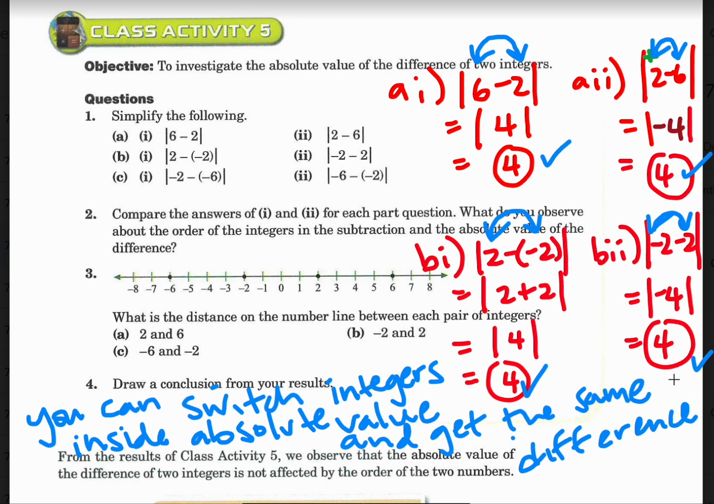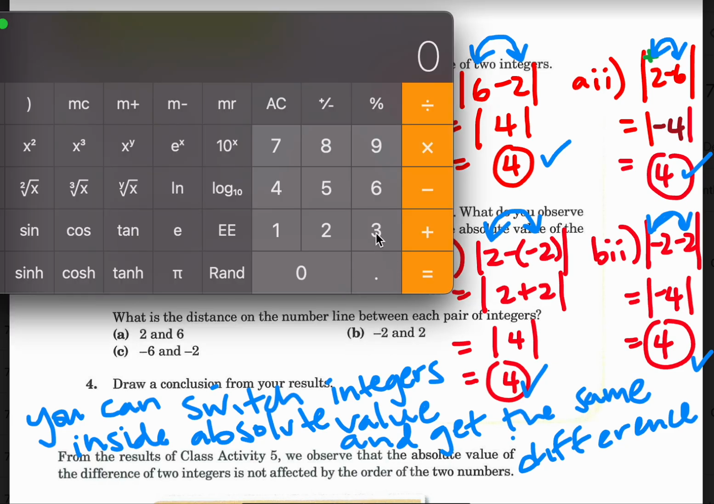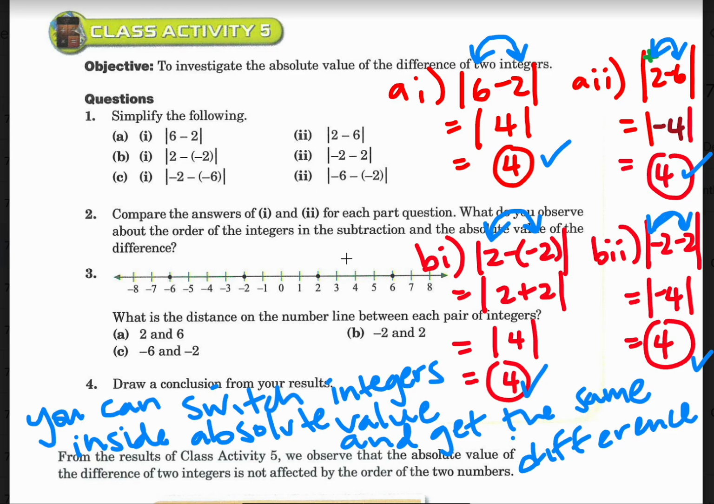That's something very important to know, because normally with subtraction, you don't get the same answer, right? Normally, 6 minus 2, which equals 4, is very different from 2 minus 6, which is negative 4, right? So they're saying for absolute value, it doesn't matter because everything will come out to become positive anyways. So that's something really neat about absolute value, is that for subtraction, it doesn't matter the order, while normally it does. So very neat.